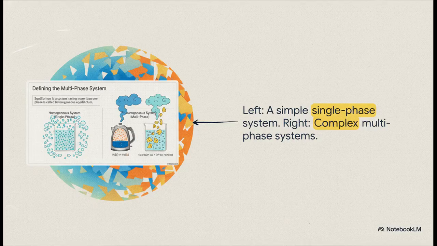And this visual here really nails the difference. Over on the left, you see a homogeneous system. Everything's in the same phase, all mixed together perfectly, like sugar dissolved in your coffee. But on the right, well, that's where we're living today. These are the multi-phase systems. Think about ice melting in a glass of water. That's a solid and a liquid in equilibrium. That's what we're here to figure out.